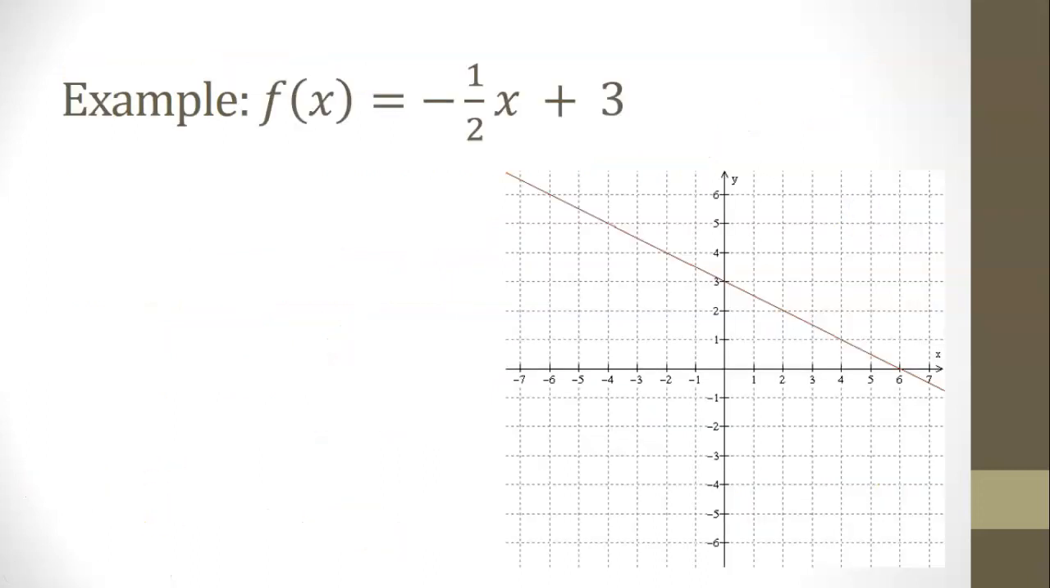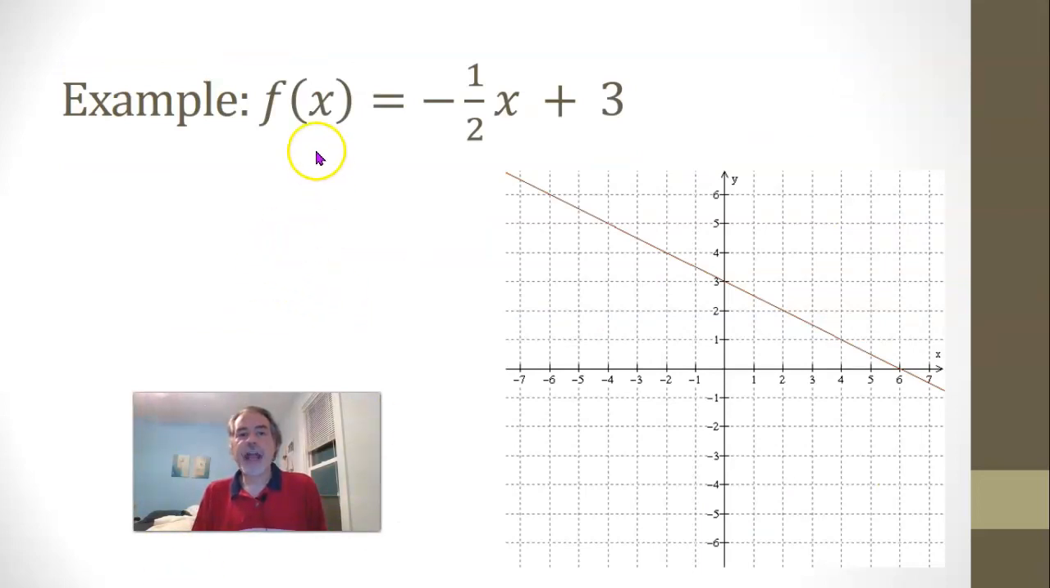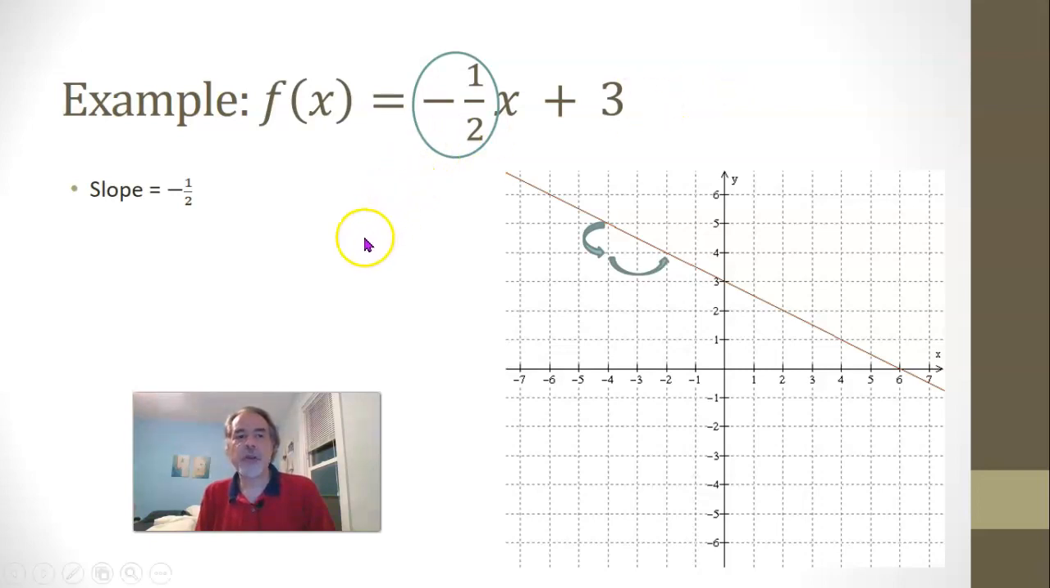For example, take the function f of x equals negative 1/2 x plus 3. You may be used to seeing y equals mx plus b. It's the same thing. We're just writing f of x in place of y. So f of x equals negative 1/2 x plus 3. The slope of this line is negative 1/2. And that tells you what direction the line is going. If you start at one point on the line and go down one space and over two spaces, you get to another point on the line.